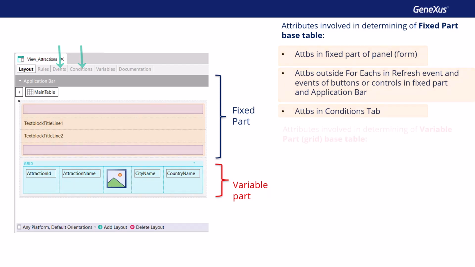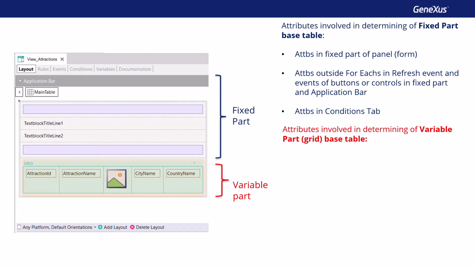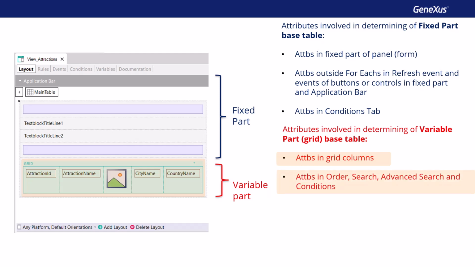To determine the base table of the variable part, in this case of the grid, the attributes taken into account will be those included in the grid columns, both visible and hidden. The attributes referenced in the order, search, advanced search, and conditions of the grid, and the attributes belonging to the load event code as long as they are outside for each clauses, and those included in the events of buttons or controls within the grid.